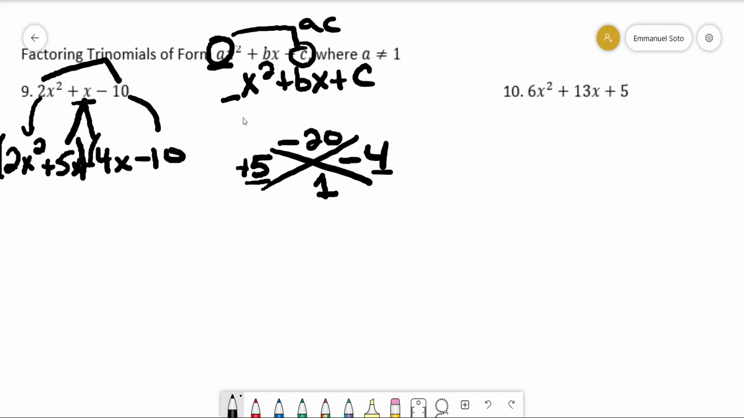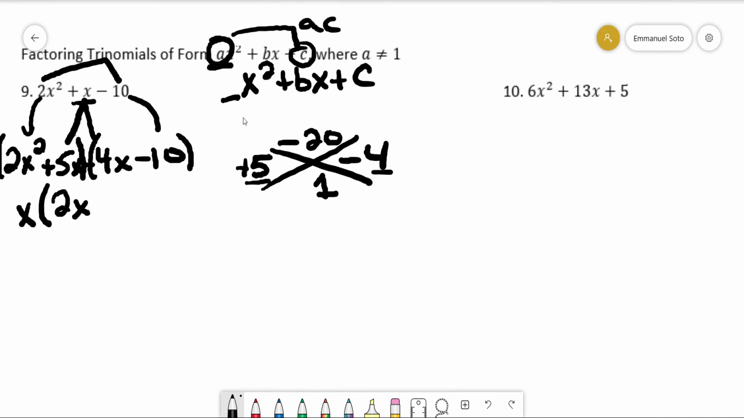Make your 2 groups here. Alright, so we can pull out a 2x here. So let's pull out a 2. Oh, I'm sorry, we can't pull out a 2 because we can't pull out a 2 from 5. So we can only pull out an x. Alright, so we got x, and then we have 2x left over.